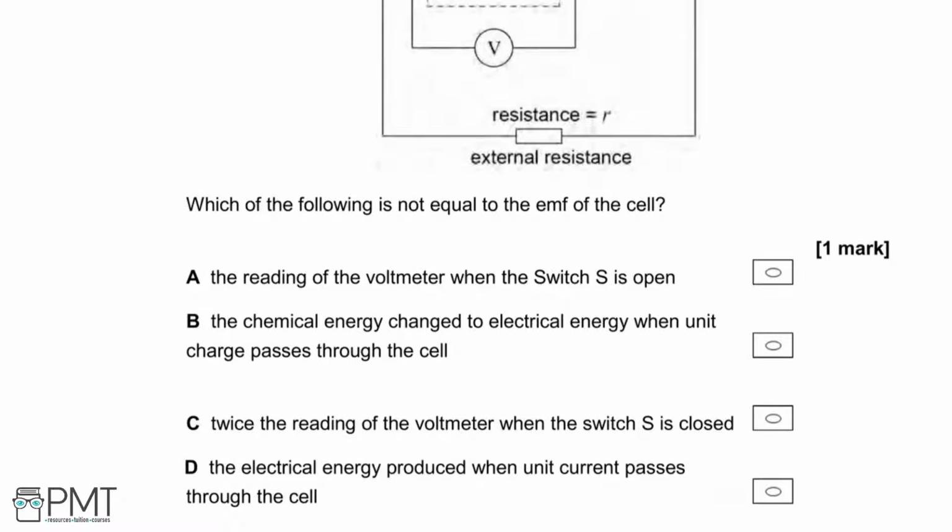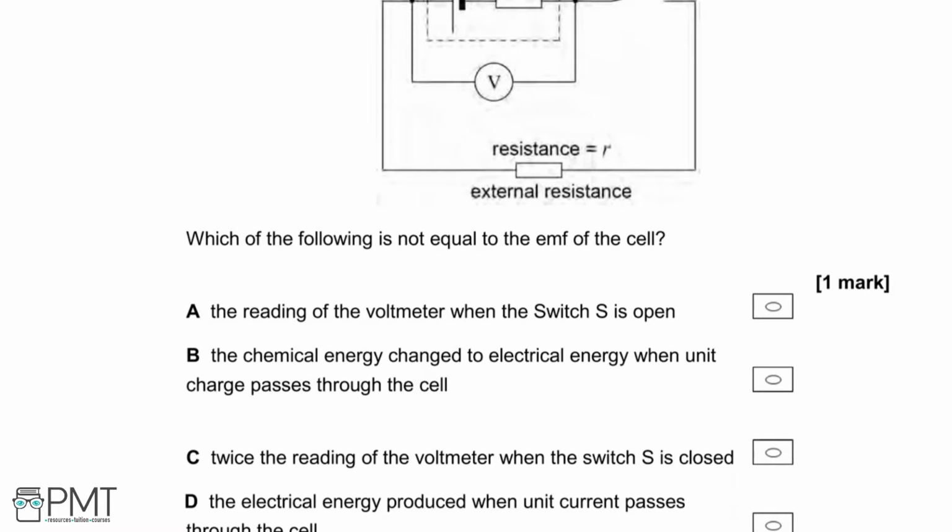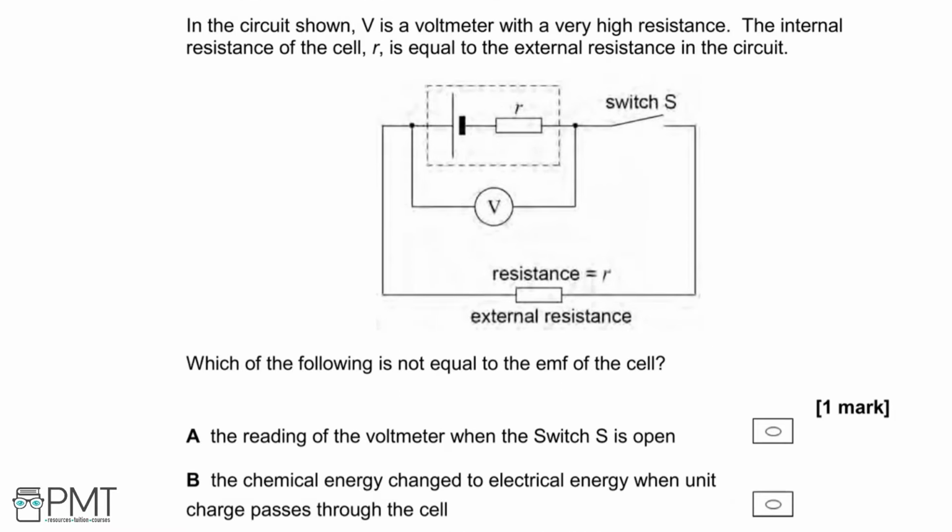Now, for this question, I think the best thing to do is to just go through each answer and assess whether it's plausible, whether it's right, whether it's wrong, and see if we can narrow down to a correct answer. So the first option here, the reading of the voltmeter when the switch S is open. So what we're saying there is when the switch is open, is the reading on the voltmeter equal to the EMF of the cell?